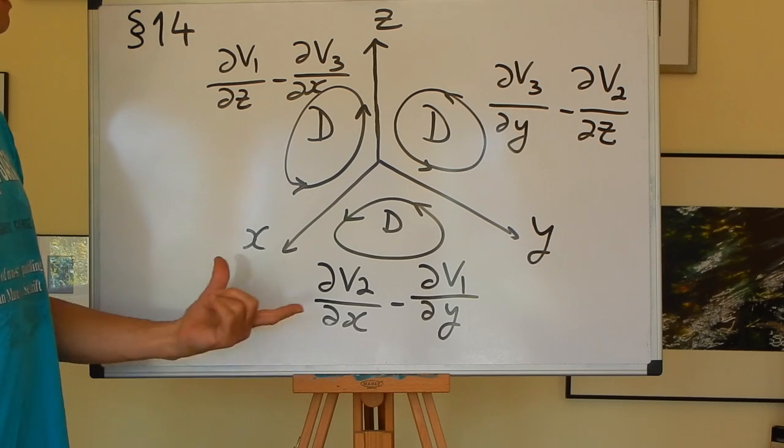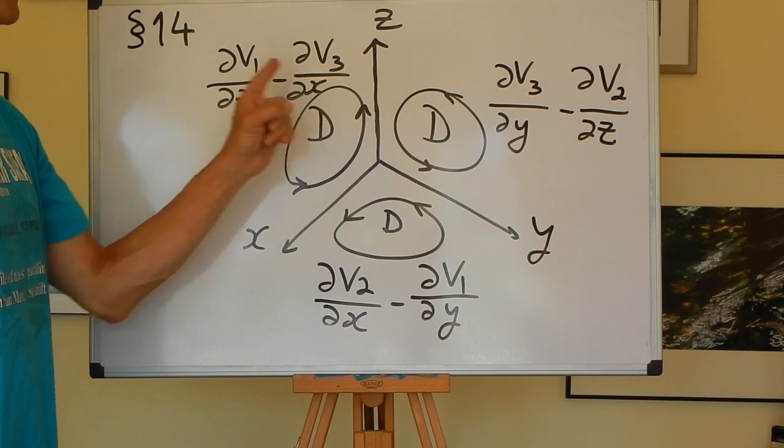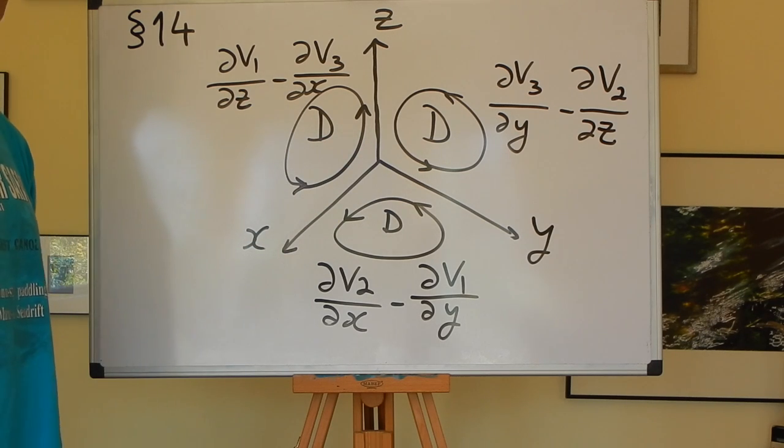And so this is taking the two-dimensional Green's theorem and looking at what it means when we look at the other coordinate planes. It's exactly the same theorem, the same calculation.